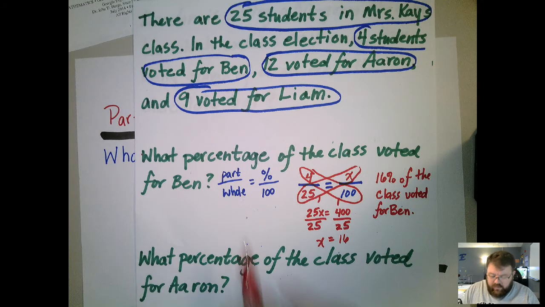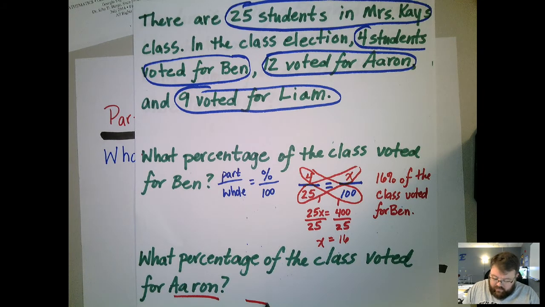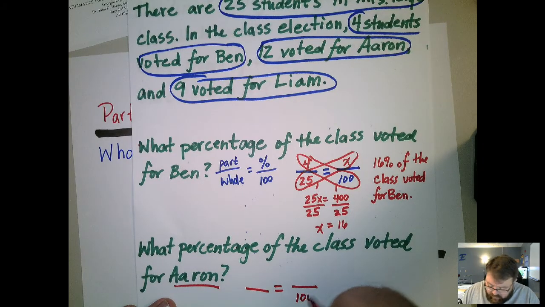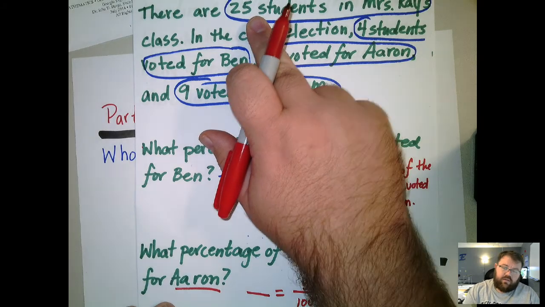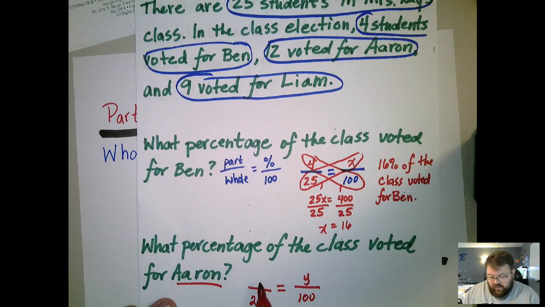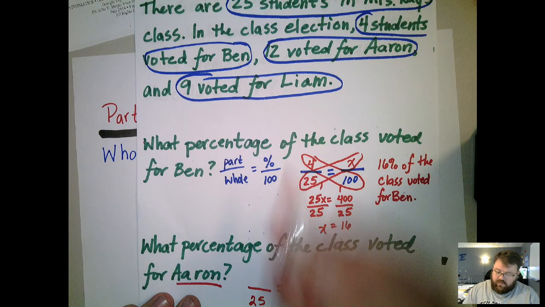Alright, so we're still going to use the part over whole equals percent over 100. This time we're talking about Aaron. Remember, line equals line. I'm going to go ahead and put my 100. I'm looking for the percentage, so I'm going to call that Y. Next, there are still 25 kids in the class. That's going to be the whole. So I'm going to put 25 here. And then for the part, I am going to do how many votes Aaron received, which is 12.